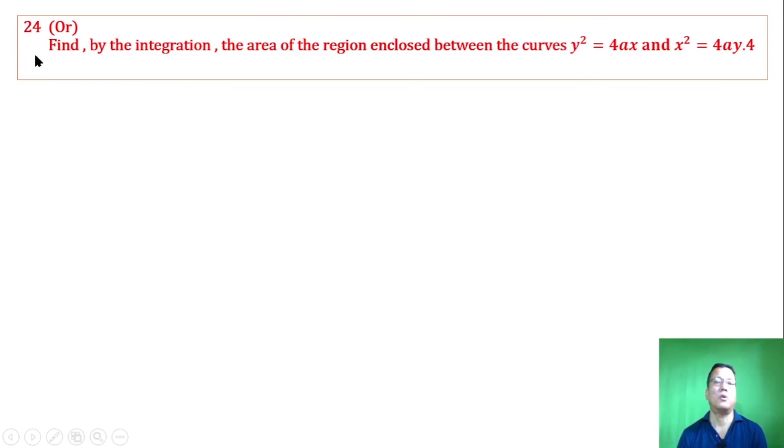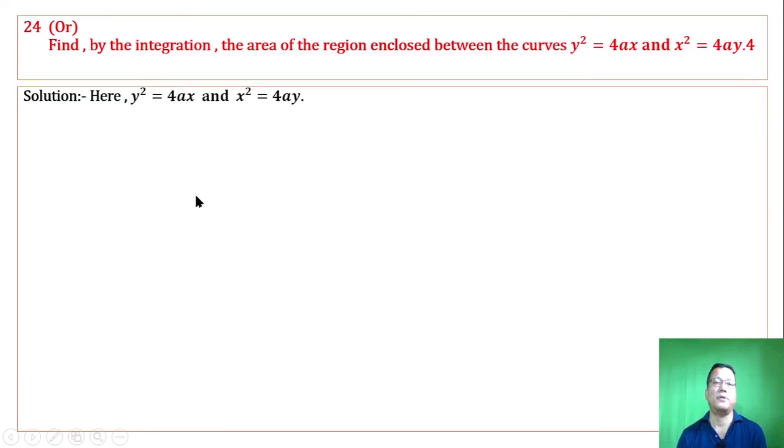Question number 24, alternative. Find by integration the area of the region enclosed between the curves y square equal to 4ax and x square equal to 4ay. 4 marks. First, draw the graph, keeping it neat and clean, with the two parabolas.